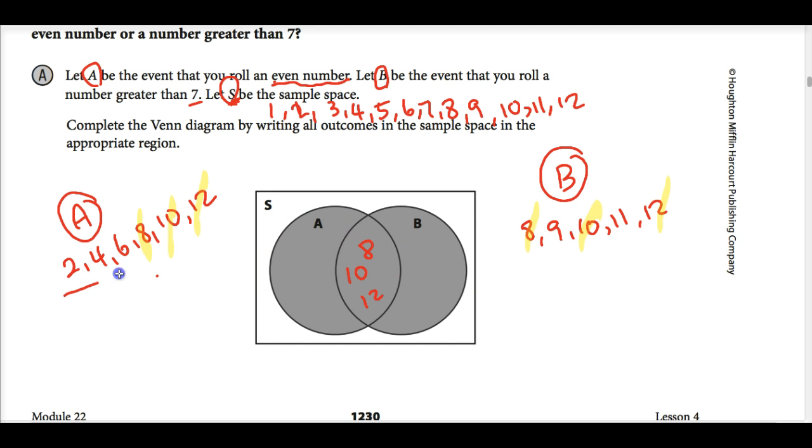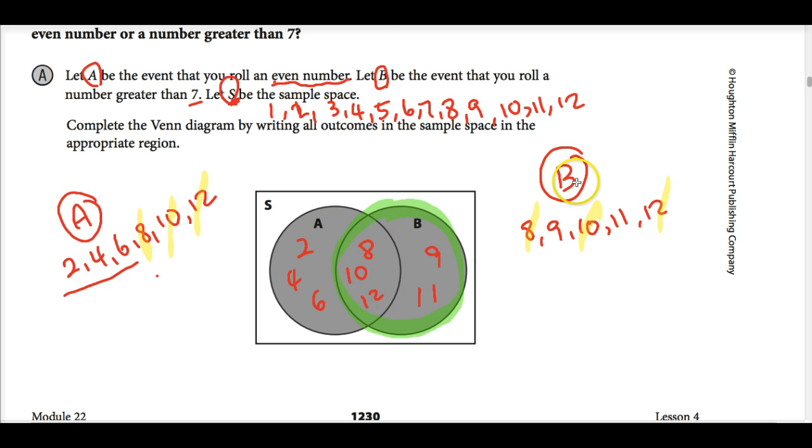Okay? But what is only part of group A? 2, 4, 6. So I'm going to put 2, 4, and 6 over here. And what is only in group B? 9 and 11. So I'm going to put only 9 and 11 there. So if you look at this circle over here, let me highlight that for you in a weird green color. Okay, if you look at this green circle, what do you see? 8, 9, 10, 11, 12.